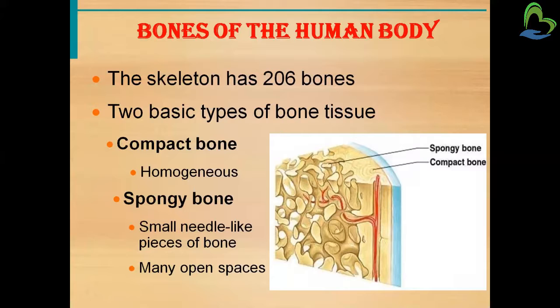Now the bones of the human body. As we know, a total of 206 bones are present in the adult, but there are basically two types of bone tissue. The first one is compact and the second one is spongy. You can see here the compact bone, which is homogeneous, and the spongy bone is made of small needle-like pieces of bone. You can see here these small pieces, and you also see the spaces between them. So the space is there, and the needle-like pieces of bone are seen in the spongy bone. So these are the two types of bone tissue.